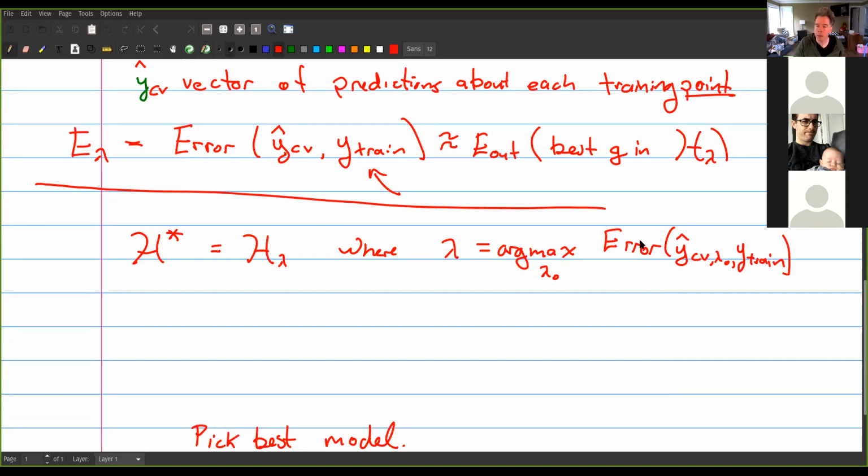I know that my notation is probably not the greatest, but everybody get the basic idea? All right.